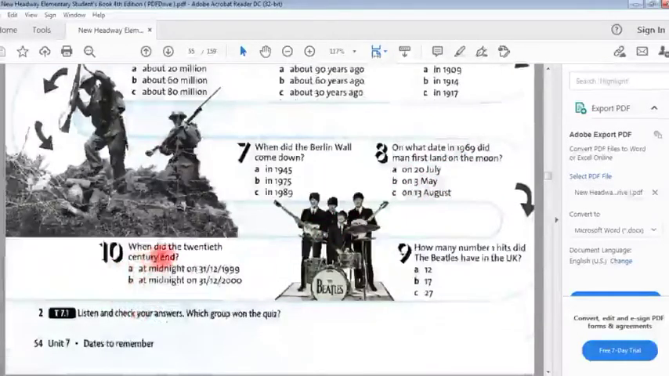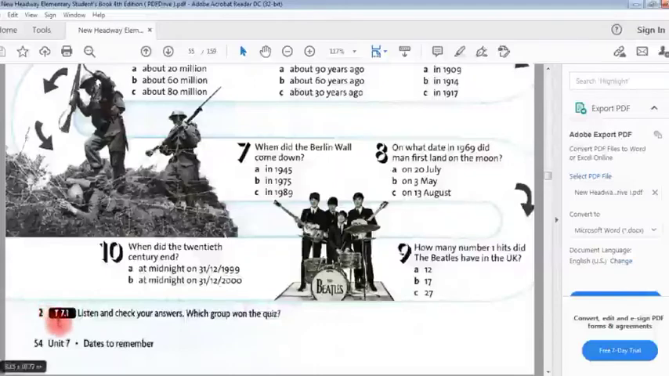10. When did the 20th century end? At midnight of 31/12/1999, at midnight of 31/12/2000. 9. How many number one hits did the Beatles have in the UK? 12, 17, 29. Okay, so let's listen to tape script 7.1. Listen and check your answers. Which group won the quiz? Let's listen to this tape script.